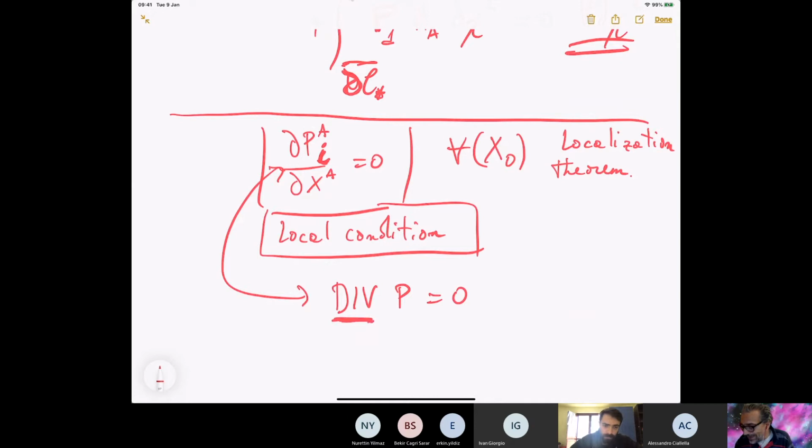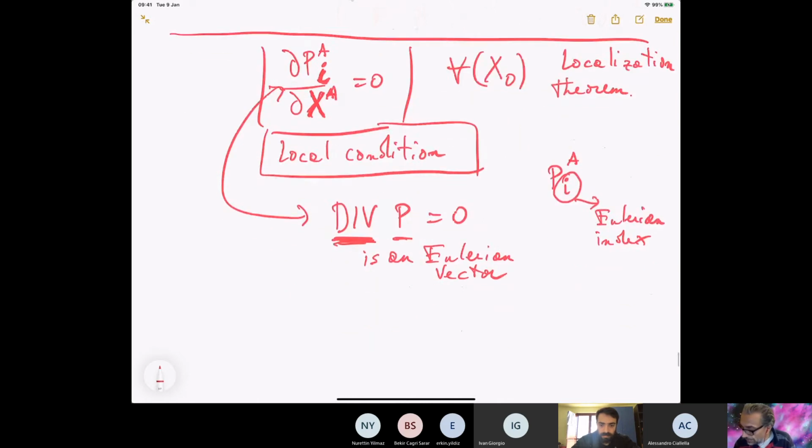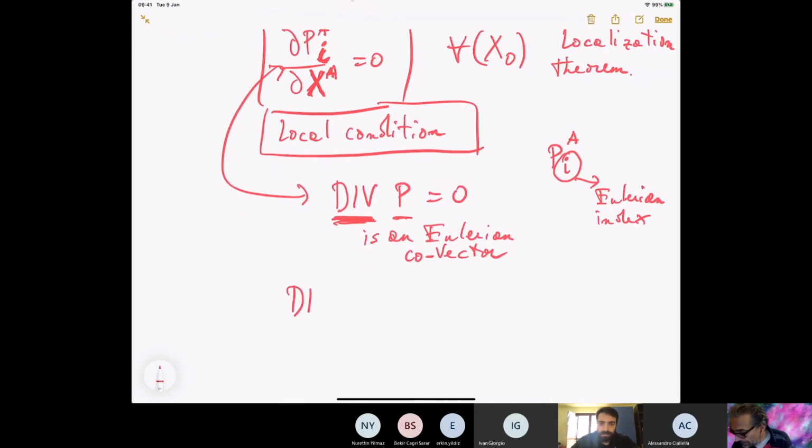What does this mean? I write capital letters for divergence because we are calculating the derivatives with respect to capital letters, and P_iA, this is an Eulerian index. Okay. So the divergence of P is an Eulerian vector. An Eulerian covector.